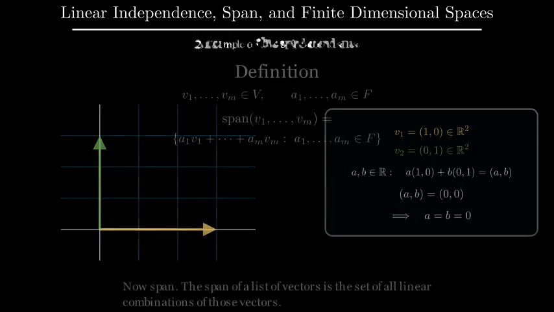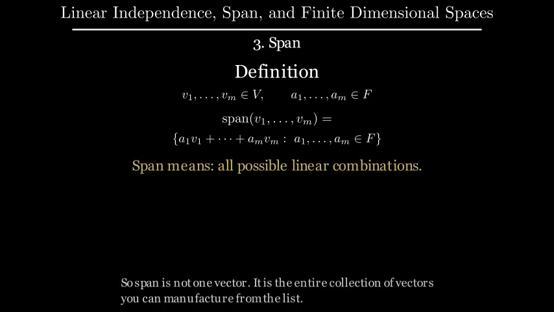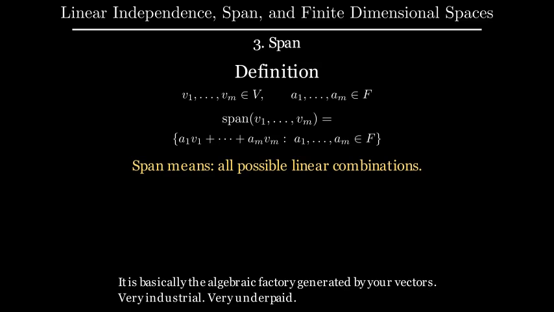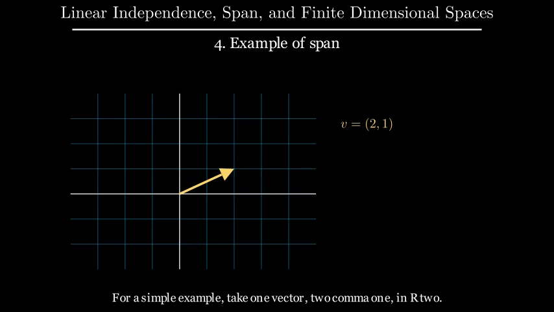Now span. The span of a list of vectors is the set of all linear combinations of those vectors. So span is not one vector. It is the entire collection of vectors you can manufacture from the list. It is basically the algebraic factory generated by your vectors. Very industrial, very underpaid.